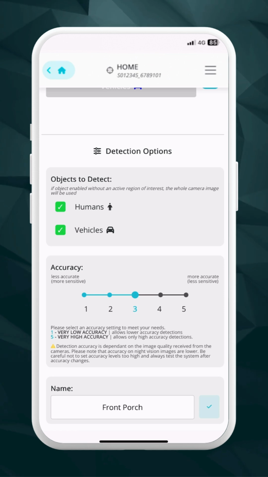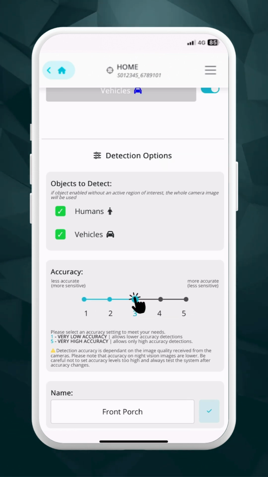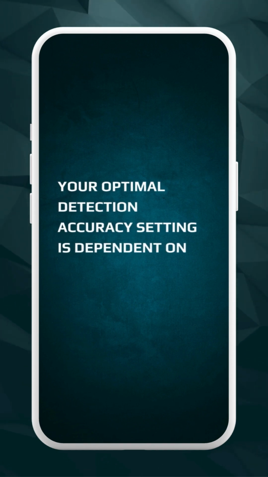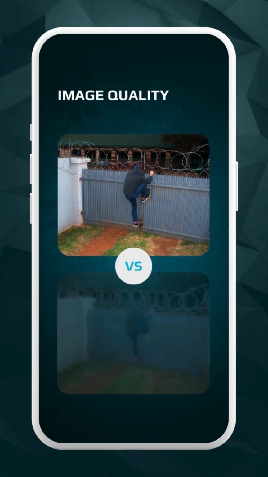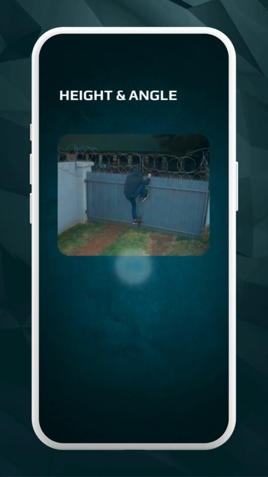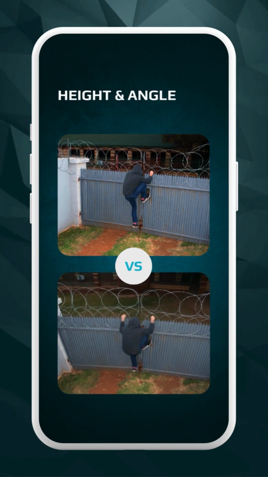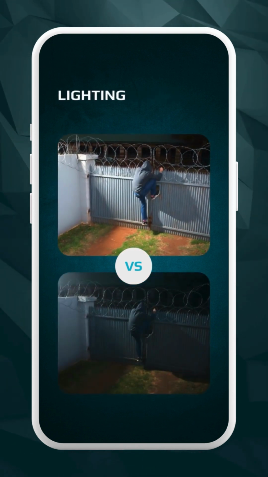Detection accuracy is measured on a scale from 1 to 5, with 1 being less accurate and 5 more accurate. The optimal detection accuracy setting for each camera is dependent on a combination of a few factors, such as your camera's image quality, the height and angle of the installed camera, and the monitored area's lighting.